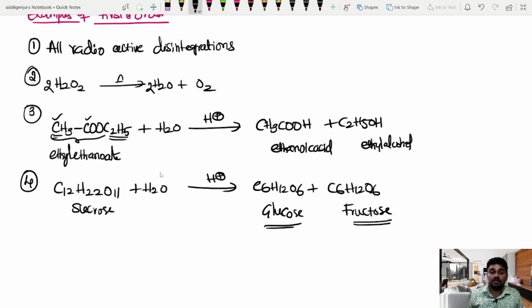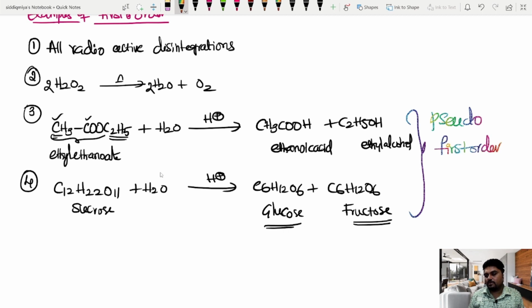Remember, these two you can see as examples of pseudo first order reaction. Pseudo first order also you can see. Why? Because here, how to define a pseudo first order reaction? The reactions in which molecularity is 2. Here molecularity is 2, two molecules are involved, but order is 1. So order we are taking with respect to ester only. It is ester hydrolysis.